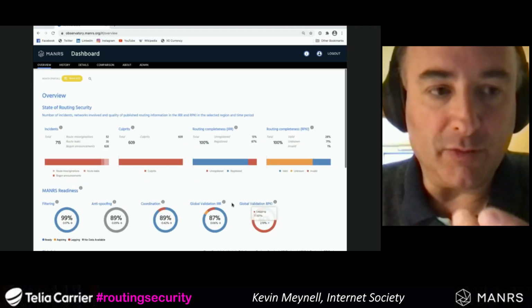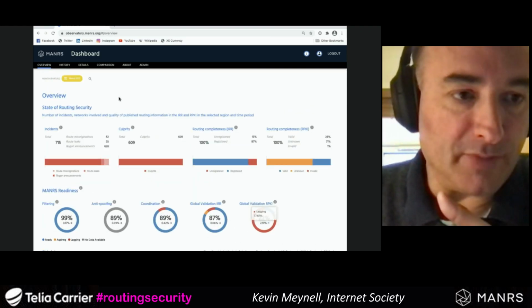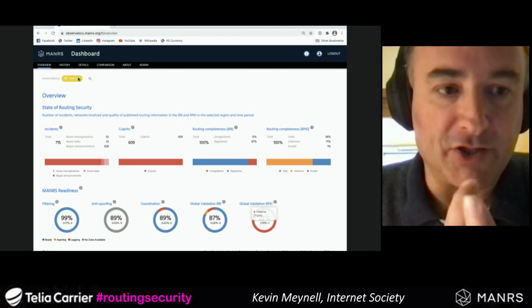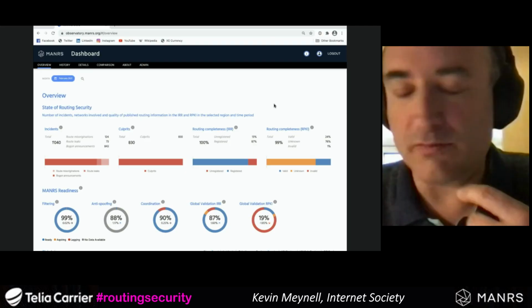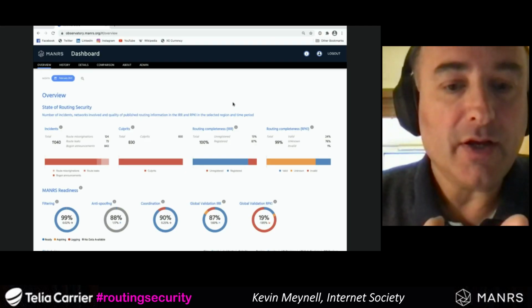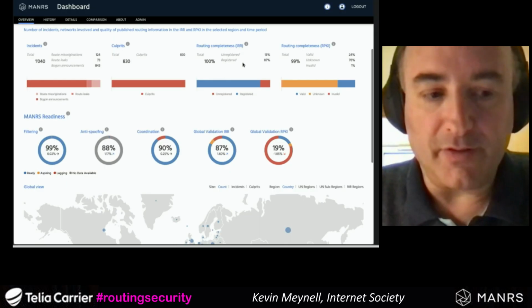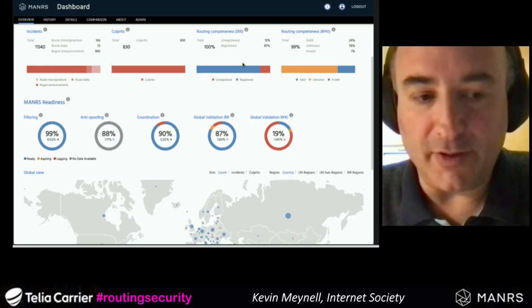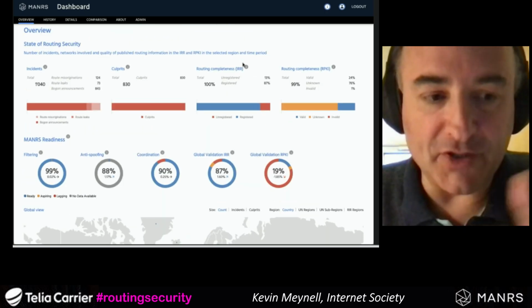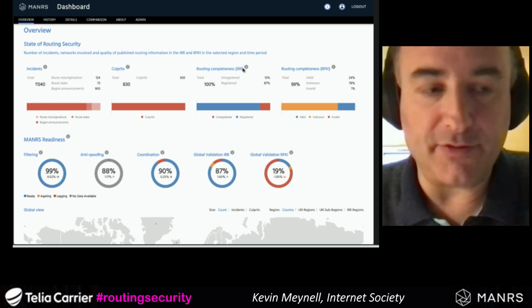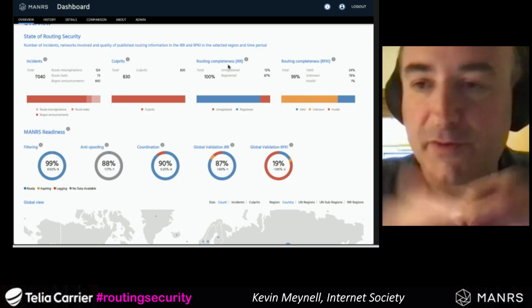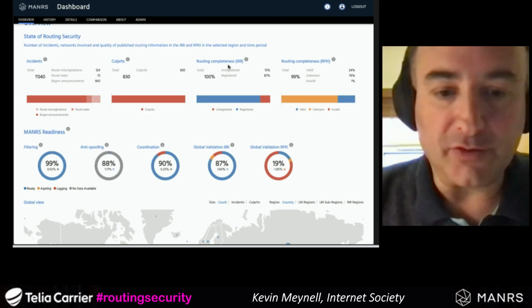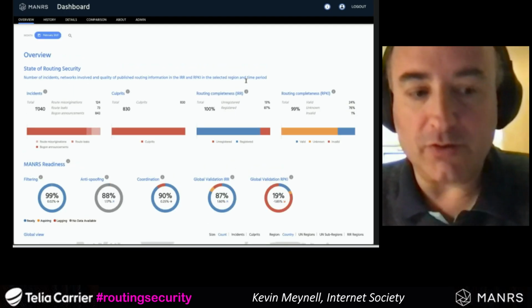Now this is the global view, and this is the global view for March. We can actually go back and look at other months as well. I think we've got nearly 2 years' worth of data here, and you can look at the conformance scores. We actually collect much more information than this, and I will go into that detail in a moment. But the idea is to give a very simple conformance check for either one network or groups of networks. So here we're looking at the whole world.